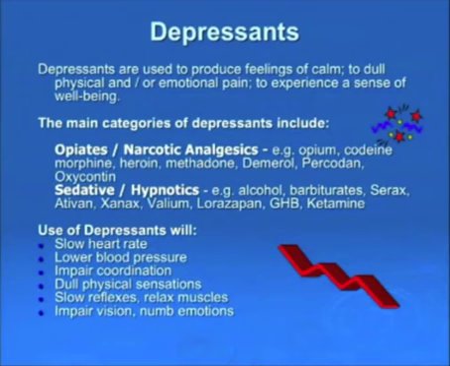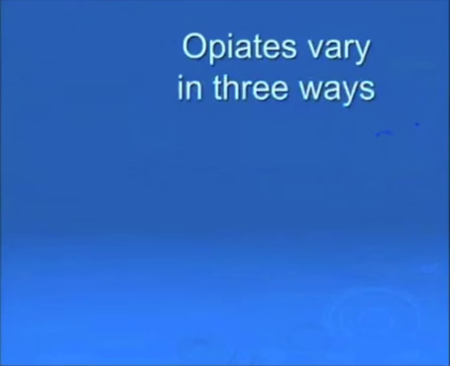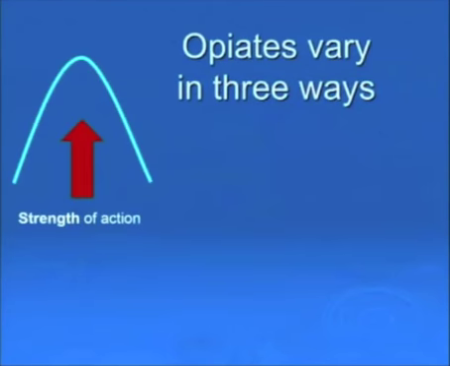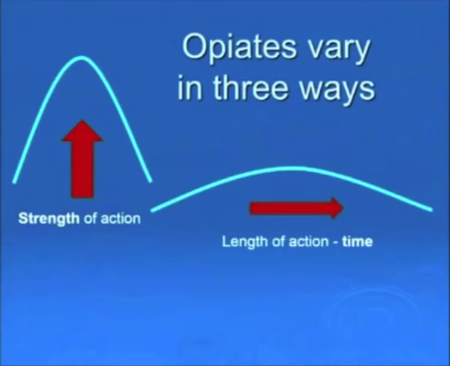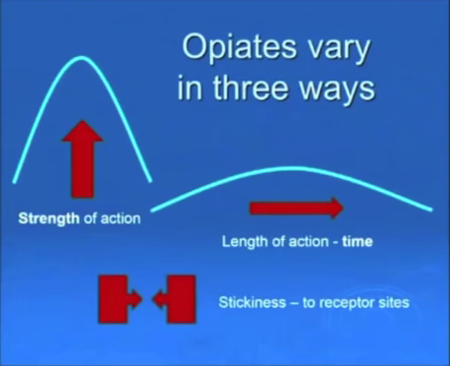If you look at the opiate drugs, all of those ones I just mentioned really only vary in three ways. They vary in strength of action, length of action, and stickiness. Remember we talked about the lock and the key. The key floats across the synaptic gap into the lock. Did I say that right? And there's an attraction between the two. So opiates vary in the amount of stickiness.